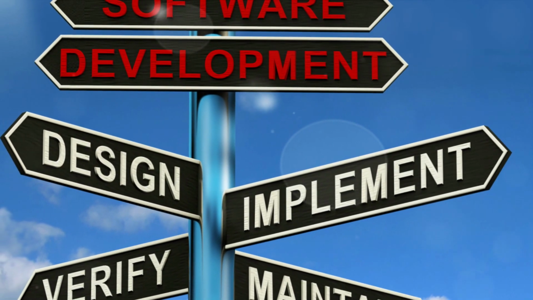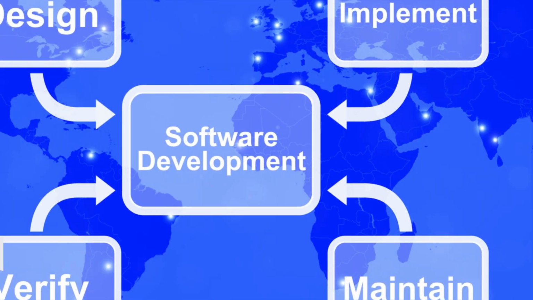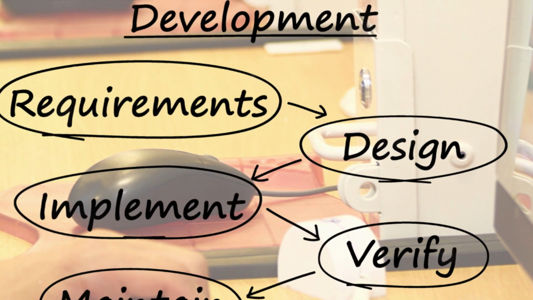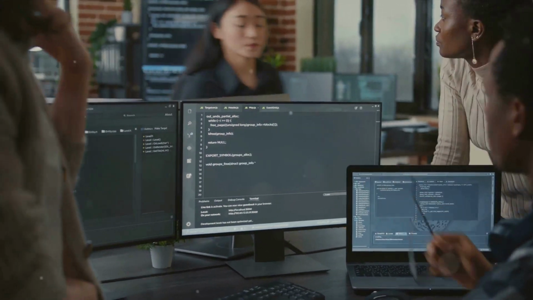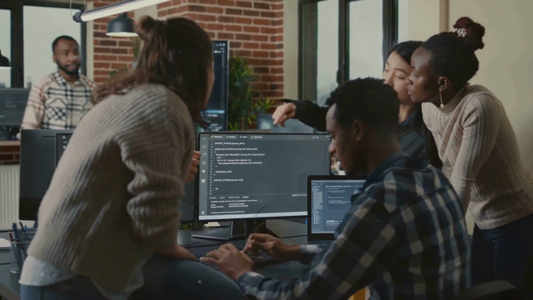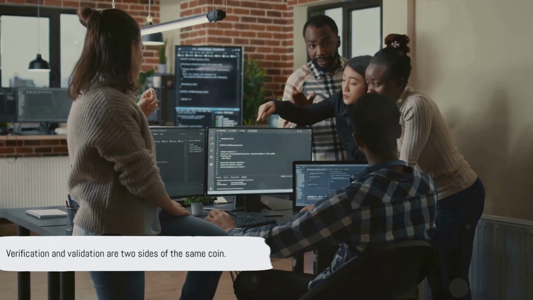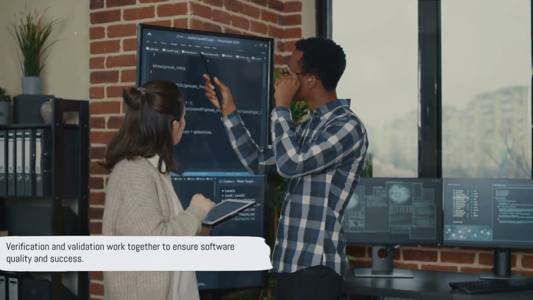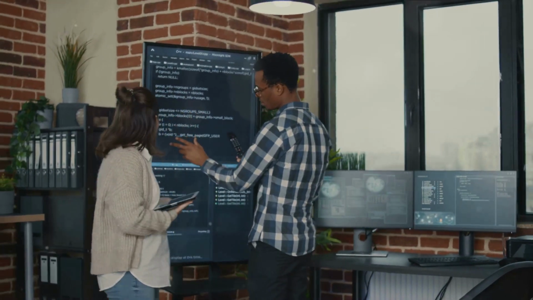Understanding these differences is crucial. Verification ensures that your software is being built according to the correct specifications, while validation ensures that the final product fulfills its intended purpose and meets the user's needs. Both are necessary, and both are integral to a successful and efficient software development process. They are two sides of the same coin, and one cannot exist without the other. They work together to ensure that your software is not only built correctly, but also serves its intended purpose effectively.